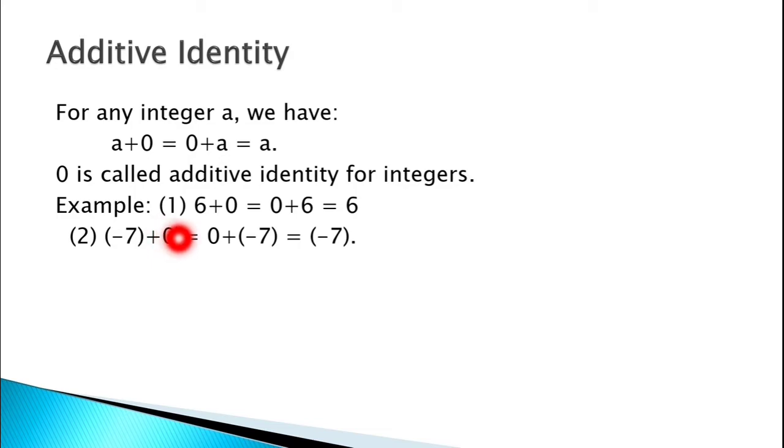For example, say we have an integer 6. Then either we add 6 to 0 or 0 to 6, it gives the same result 6. Again, we have chosen an integer minus 7. So either we add minus 7 to 0 or 0 to minus 7, the result will be the same, that is minus 7. Hence it is clear that 0 is an additive identity.